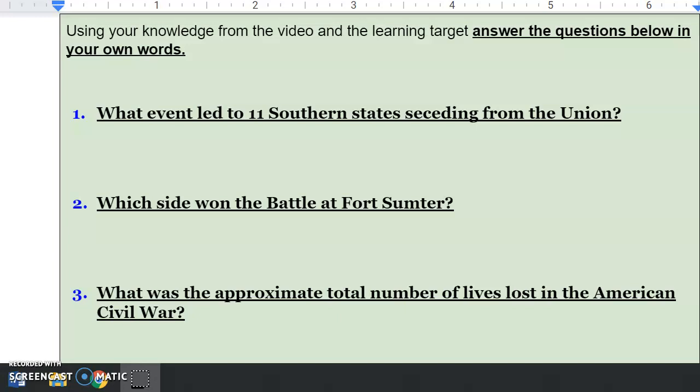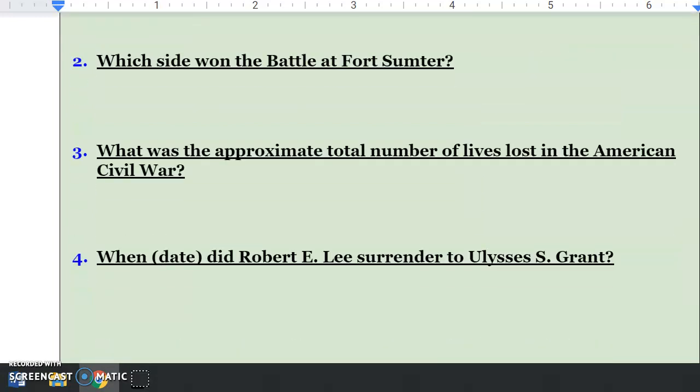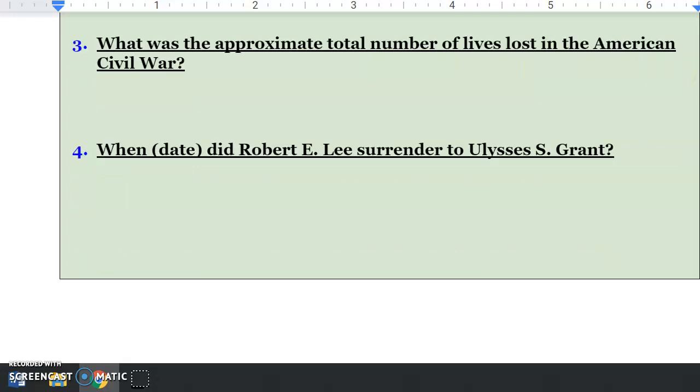So making these items more expensive, they're unable to afford them. So this is also going to upset the South. Okay, you're going to look and see which side won the Battle of Fort Sumter. Is it going to be Union or is it going to be the Confederate?